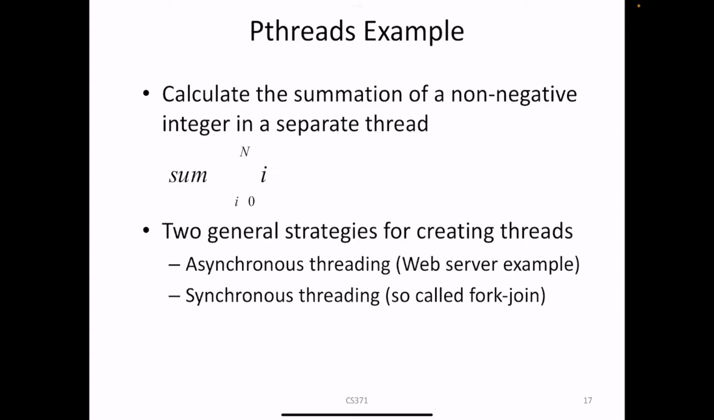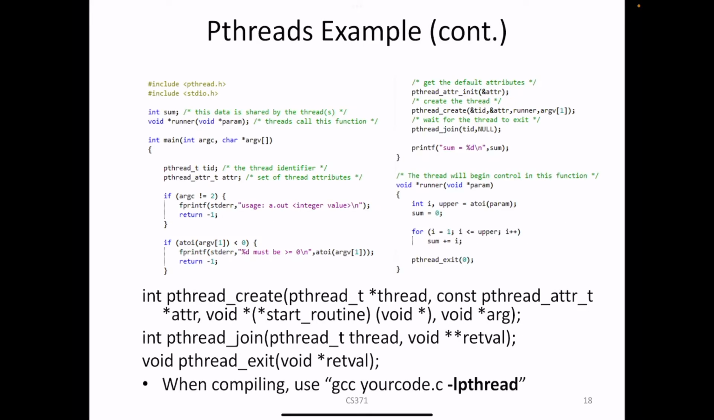On the other hand, the other strategy is called synchronous threading, which is also called fork-join. You may still remember that when we talked about processes, we can use the fork function to create a new process. Then the parent process can wait for the child process to finish, then continue. Similarly, after the parent thread creates the child threads, the parent will wait for those child threads to finish, then do its own work. Here is the source code of this example.